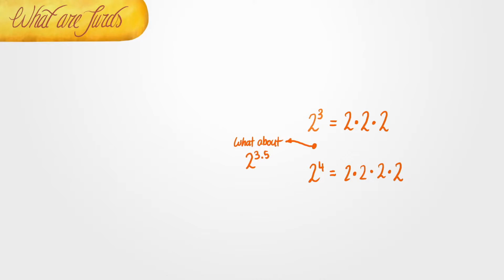Now this is the part in the video where I really suggest that you pause and try to figure out exactly how to calculate 2 to the power of 3.5. I mean, if 2 cubed is 2 times 2 times 2, and 2 to the 4 is 2 times 2 times 2 times 2, then what should 2 to the power of 3.5 actually equal? Now if you did actually pause it and try, welcome back. But if you didn't, let's actually go ahead and think about what 2 to the power of 3.5 should equal.